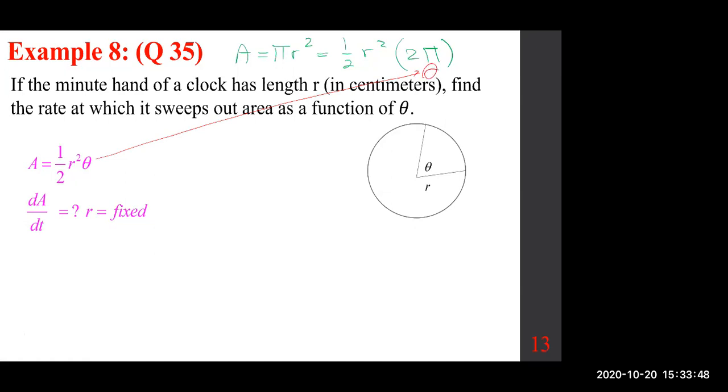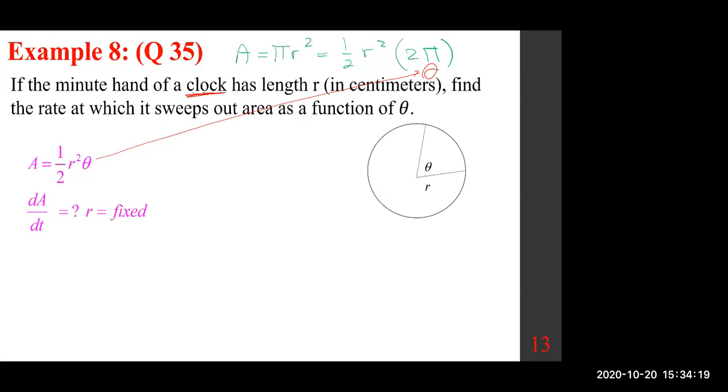This is how we justified it in trigonometry. I'm just refreshing your memory. So A is 1/2 r squared theta. We want to find dA/dt. And remember, what is r? r is not changing. The radius of any circle, like a clock, is fixed. It's just a number. We may not know what it is, but its length is fixed.